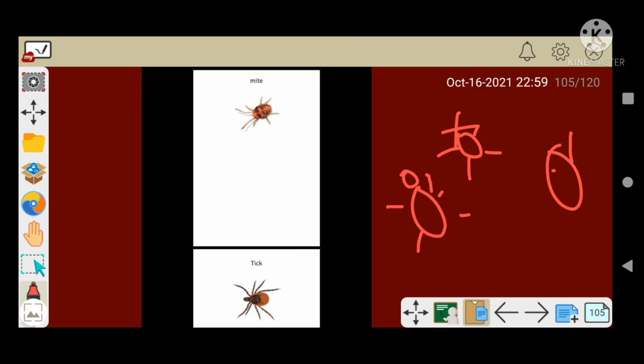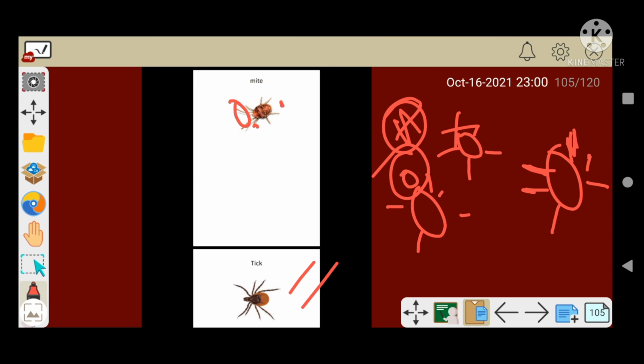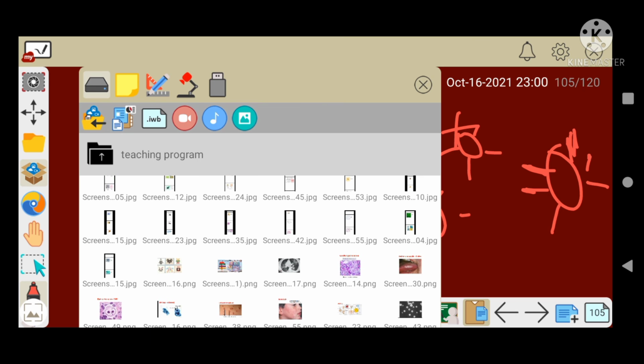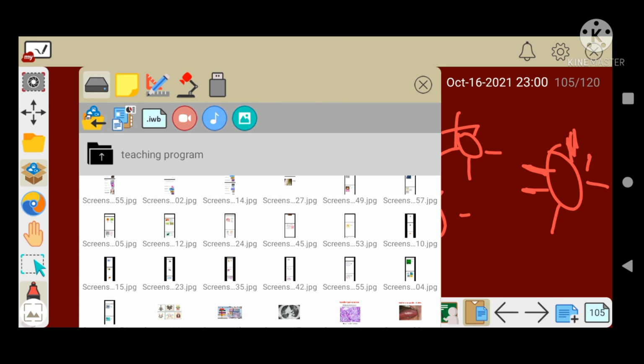Mite will have thick anterior legs and thin posterior legs. See, thick anterior, thin posterior. This one is hard tick, correct? Soft tick no head, hard tick head. H for hard tick, H for head. Just remember like this. Somehow you have to remember, no? What can be done? Just remember. Okay, so organisms I have taken.